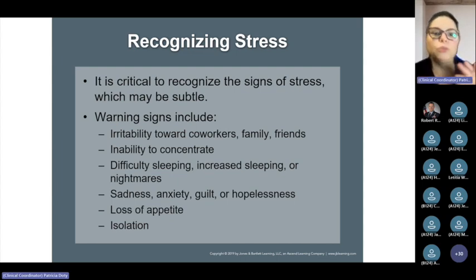So let's get back to here. Recognizing stress. What if they're irritable, like really irritable, crazy, towards everyone? They can't concentrate. We're not talking about ADHD can't concentrate. I mean, they literally cannot concentrate on one thing for very long.